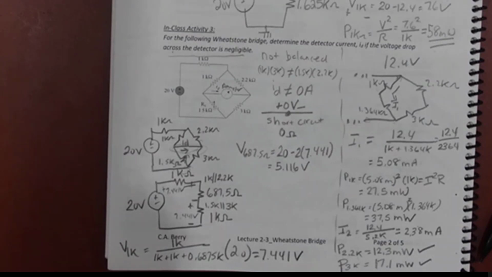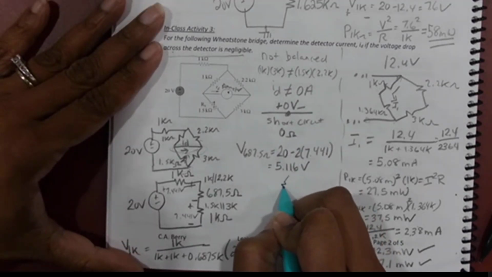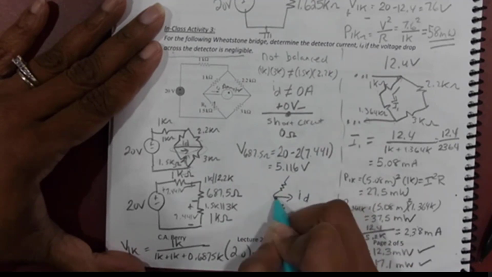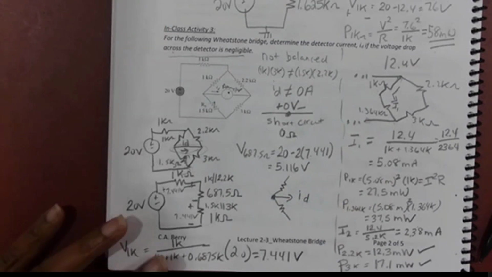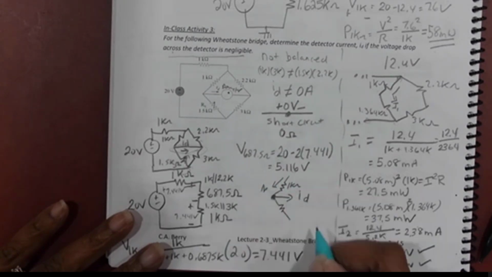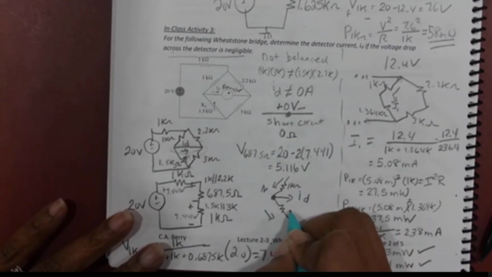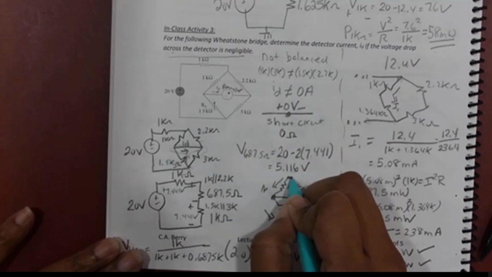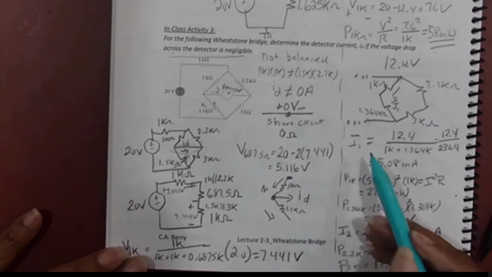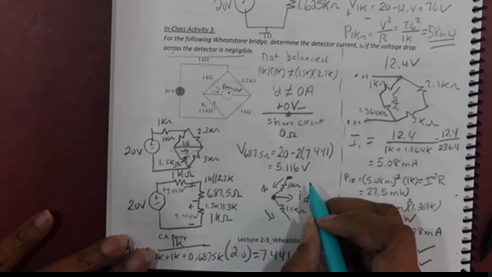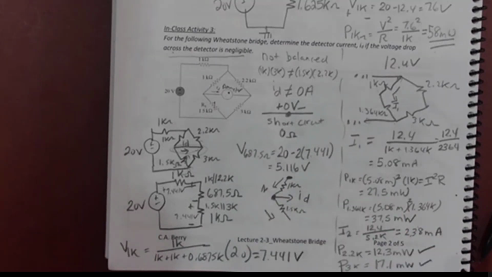All right, so now we're ready to answer the question. I've got a resistor here. I've got a resistor here, and I have ID coming out there. Okay, so I need to find the current down through the 1K resistor, and I need to find the current down through the 1.5 kilo ohm resistor. So what you do here is, I know that the voltage drop across here is 5.116. So the current is 5.116 divided by 1K.